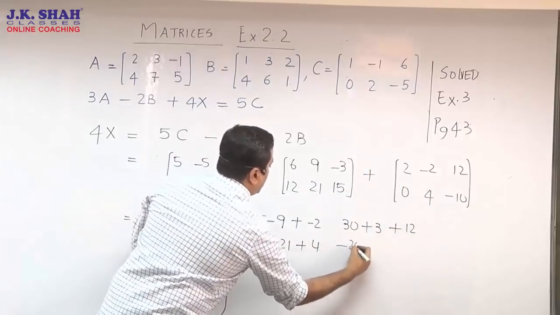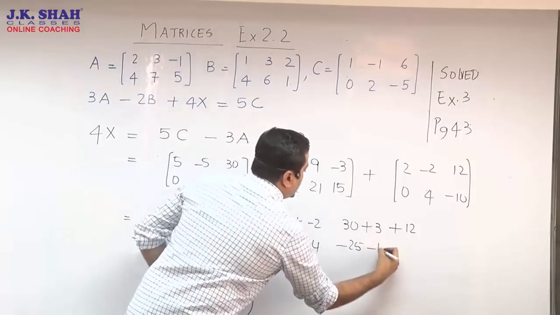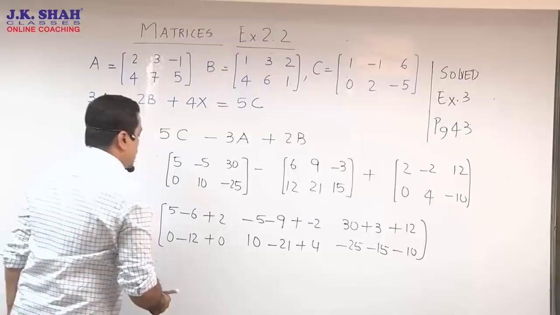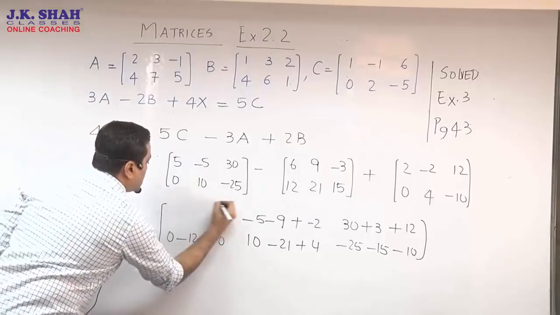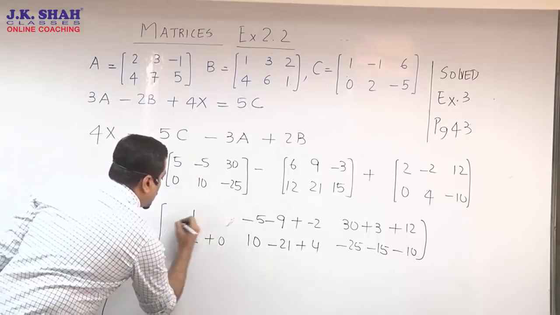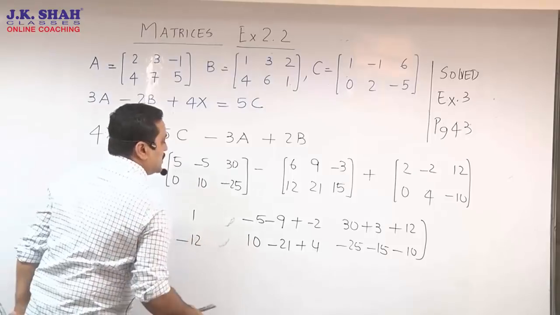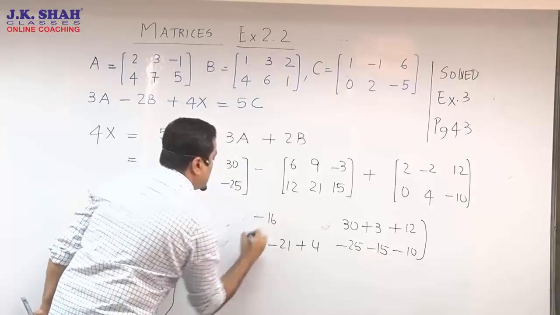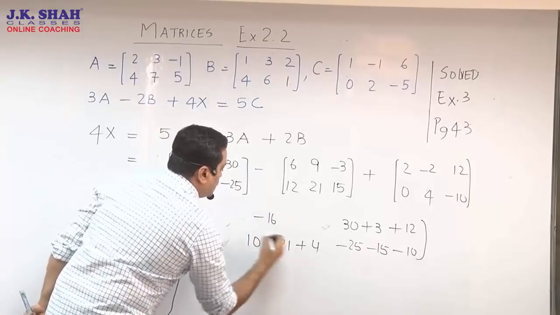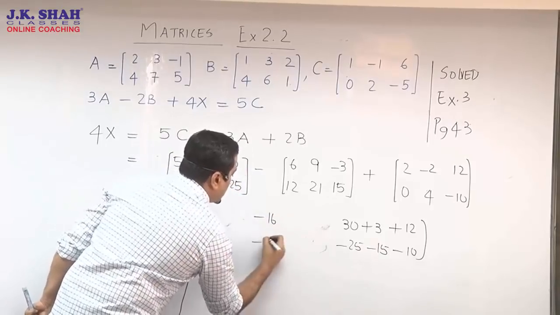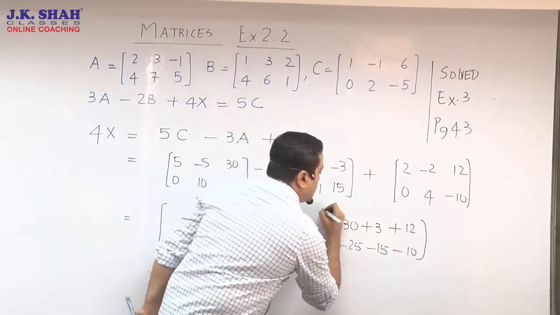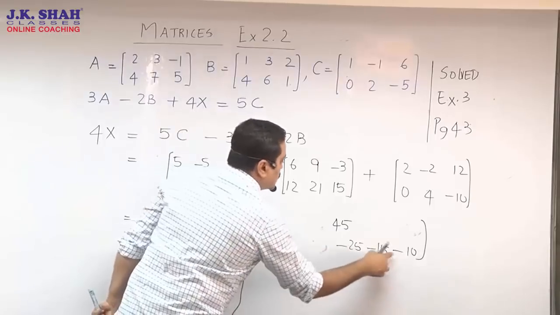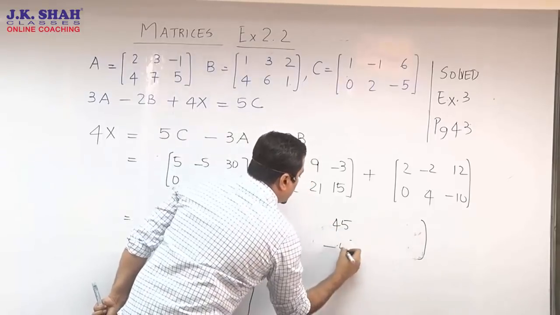Minus 25, minus 15, and finally minus 10. So the outcome will be 7 minus 6, 1. That's going to be minus 12. It's minus 14 minus 2, so minus 16. It's 14 minus 21, so it's minus 7. 33 plus 12, 45. And it's going to be minus 40 minus 10, minus 50.